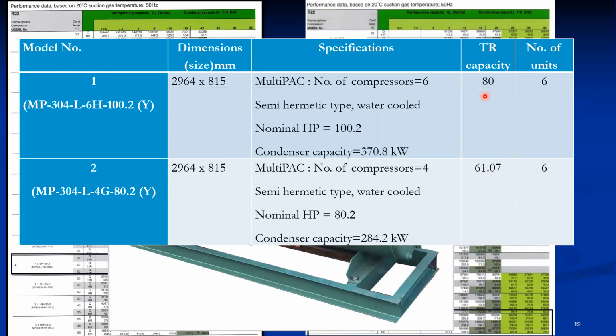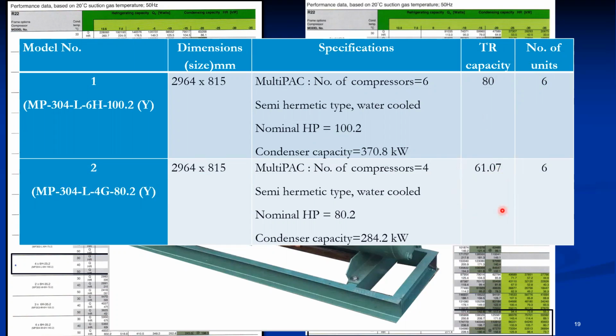So accordingly, to meet the requirement, 6 units, one becomes a standby, because on one side there is 165 TR. So 165 is the holding capacity. So 80 TR compressors will meet it, two 80 TR compressors on one side and one standby. So three on one side, so total six.